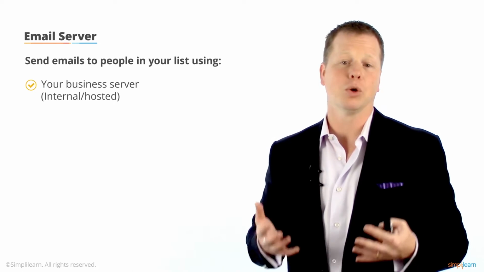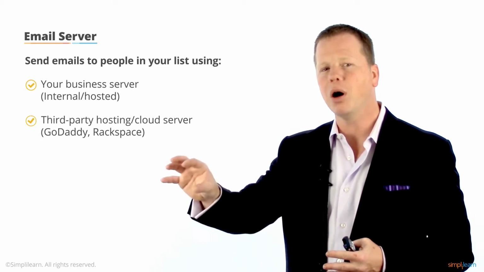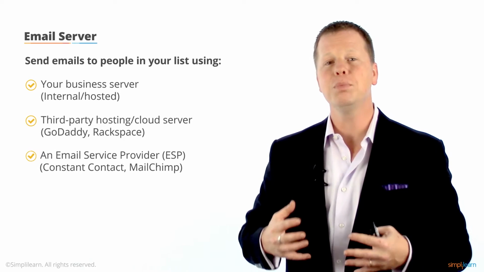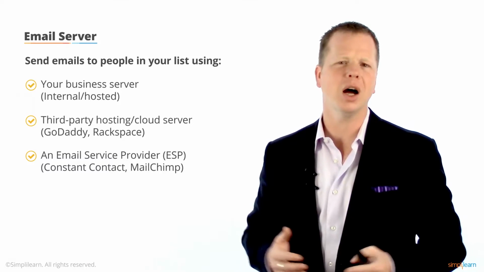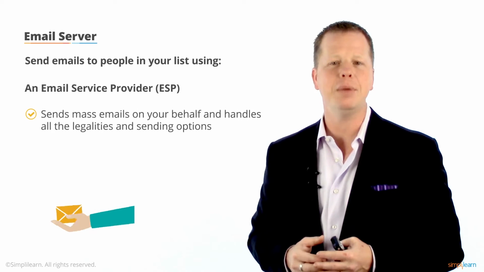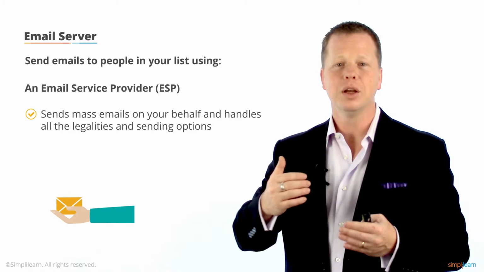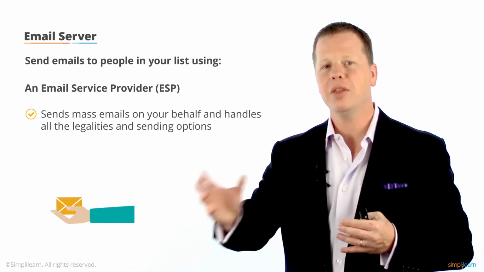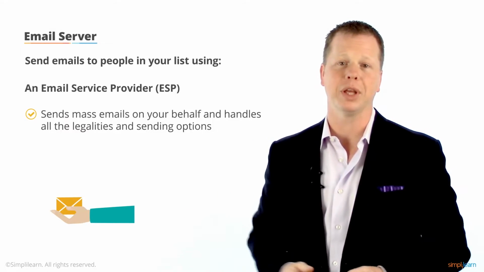And so it can be your business or internal server that you have inside your company. It can be a third-party service, such as a GoDaddy or a Rackspace. Or you can be using a third-party email service, such as Constant Contact, MailChimp, some of those that will take care of your email marketing list and will be that third-party go-between for sending out a mass amount of email to different people. And that third party handles all of the legalities and the sending options for that.